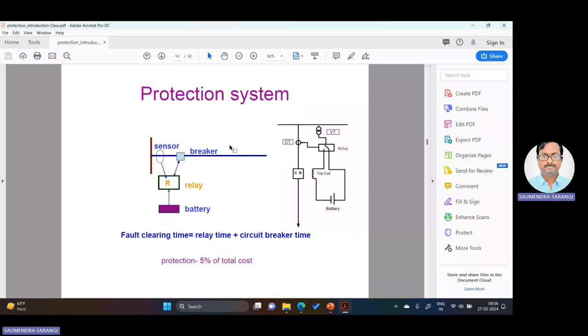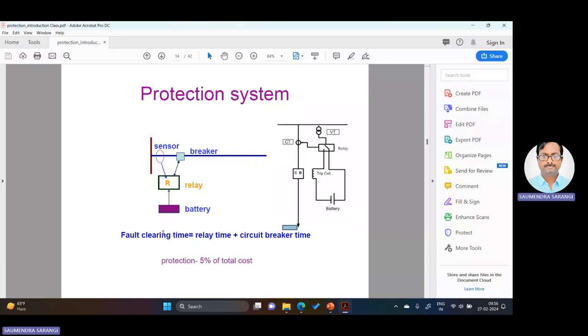That is nearly equal to 5 cycles. Of that, 2 cycles is for the relay operating time, and the circuit breaker operating time is called 3 cycles. However, the fault does not occur every time; it will come only sometimes.